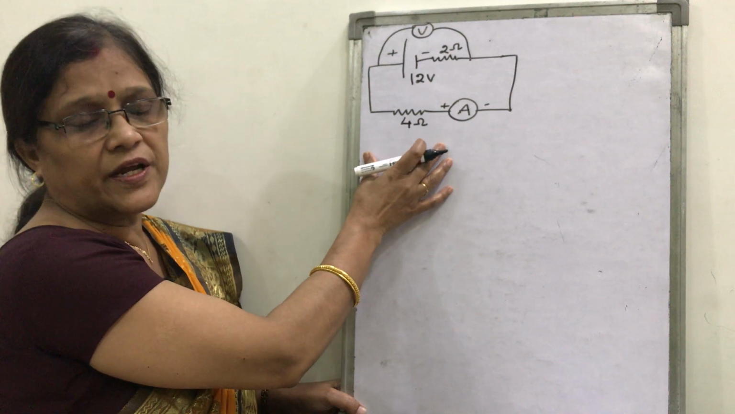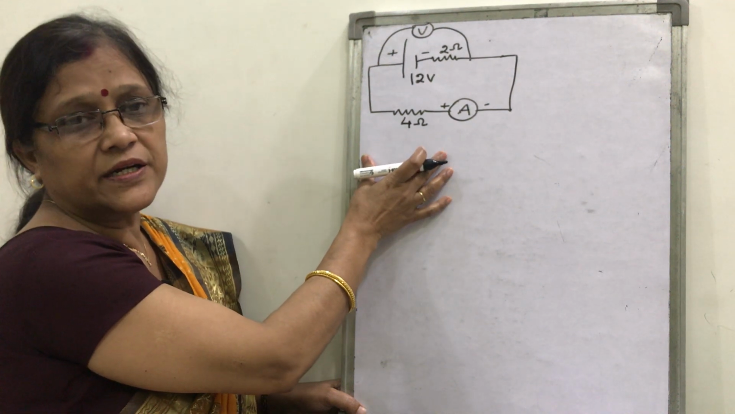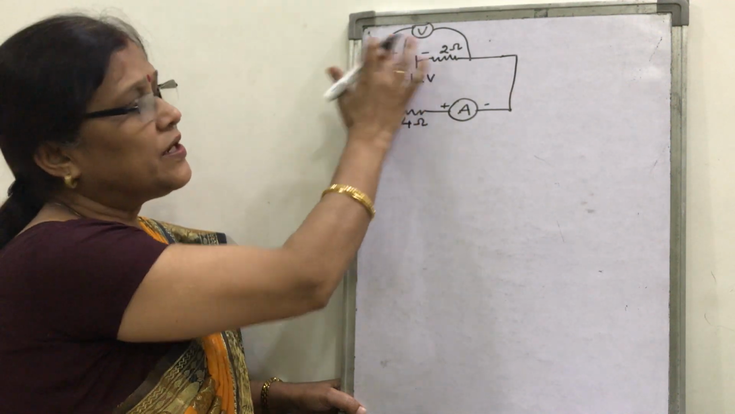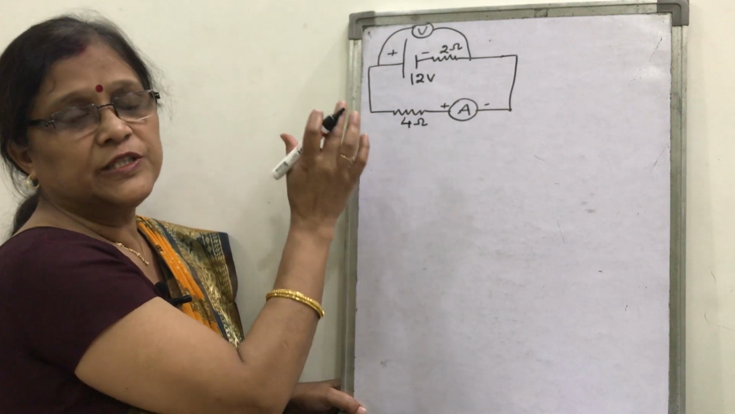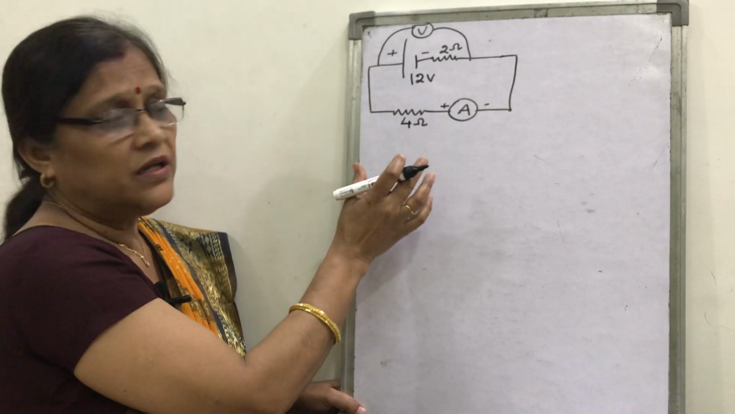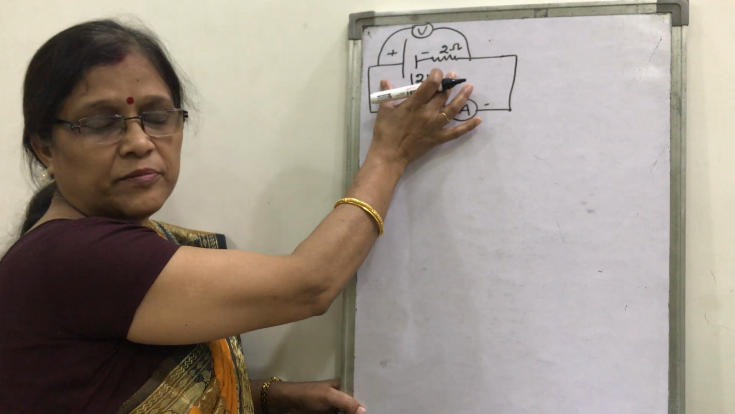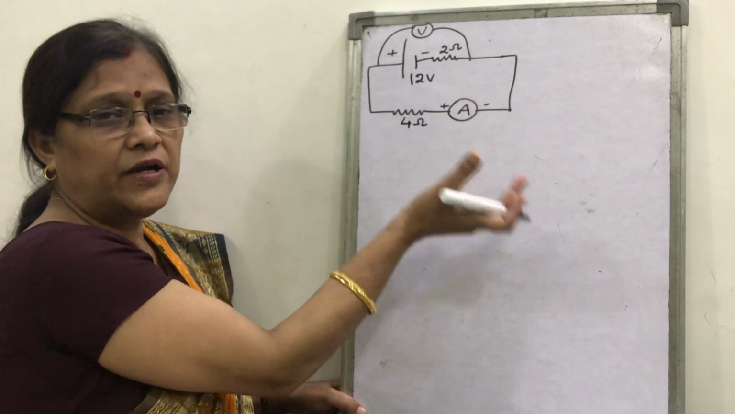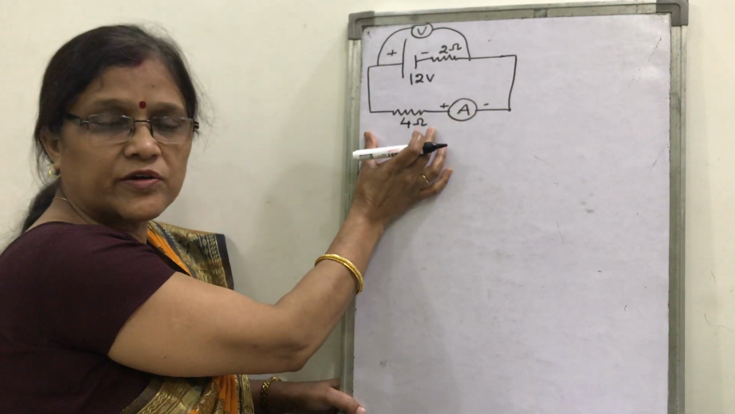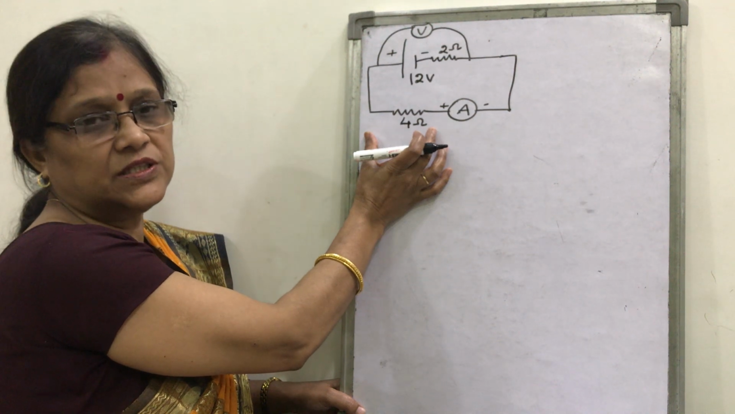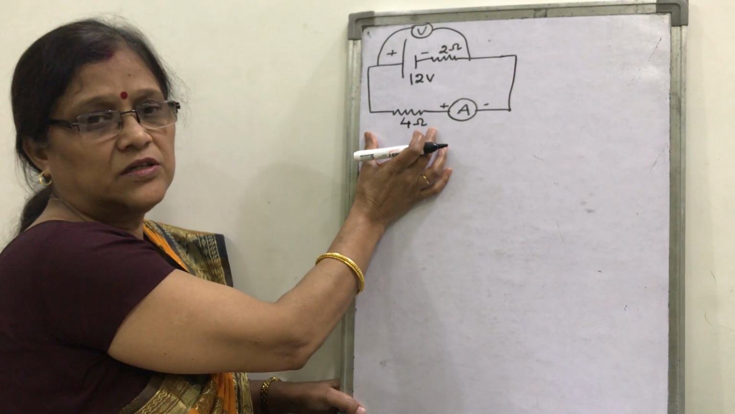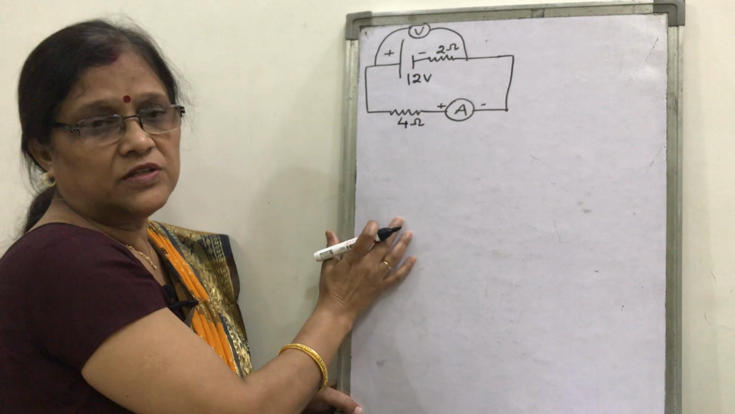In the given circuit, show that the voltmeter will give the same reading when it is connected across the terminals of the cell and when it is connected across the 4 ohm resistance. How will you solve this question?